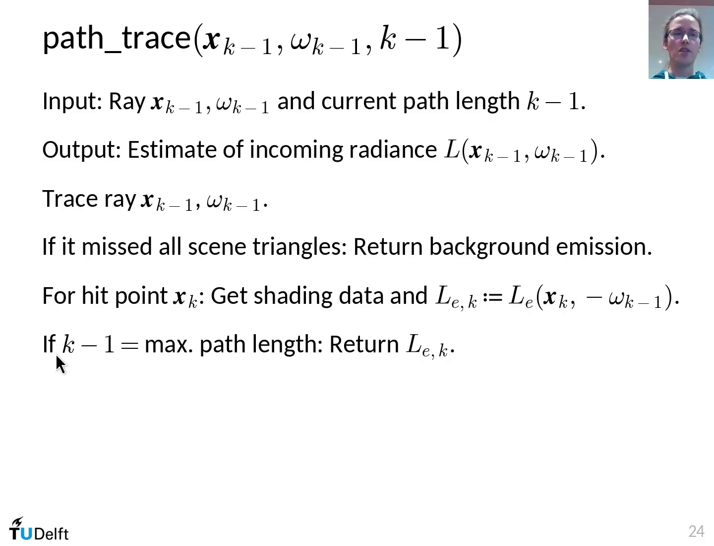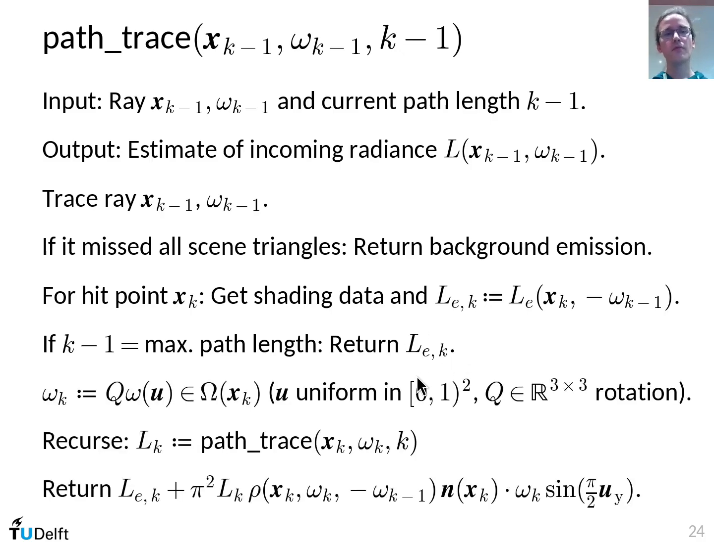And now, if we have already reached the maximal path length, then there's nothing more to do. We simply return the emitted radiance of this point and we are done. However, if we still want to continue our path, we have to do a bit more work, and this right here is basically the core of path tracing.